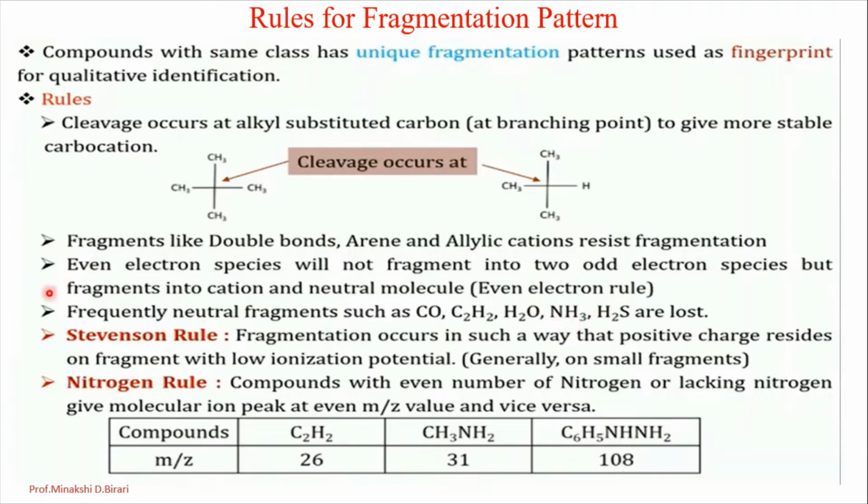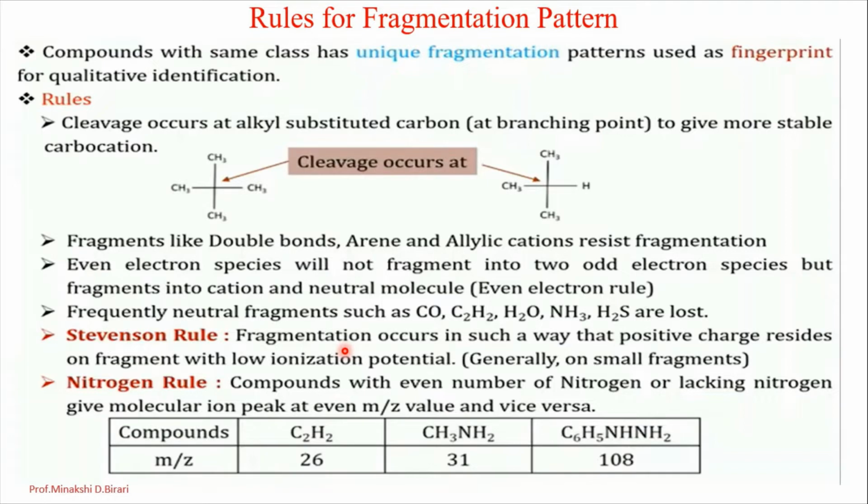Next important rule, that is the Stevenson rule. According to the Stevenson rule, fragmentation occurs in such a way that the positive charge resides on the fragment with low ionization potential, generally on small fragments. So the positive charge is present on the small fragment and the larger fragment acquires a radical. So it is called the Stevenson rule.